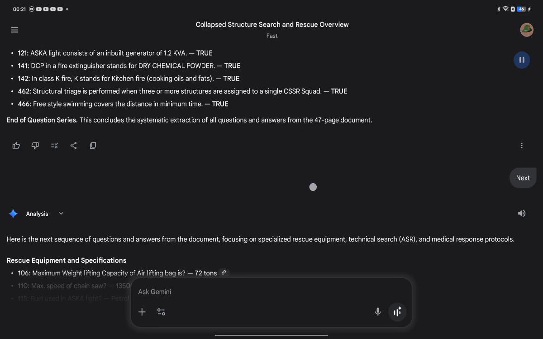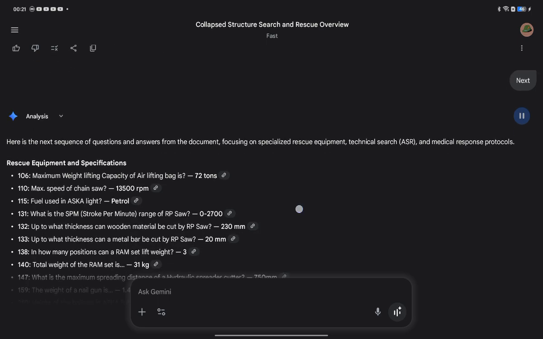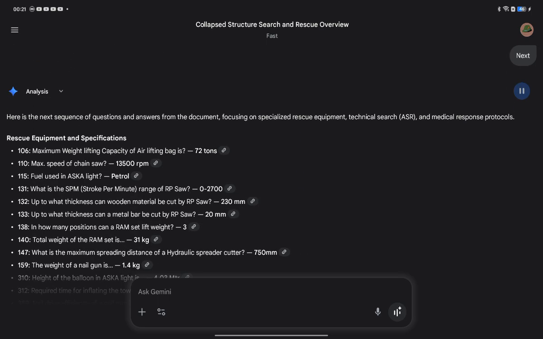This concludes the systematic extraction of all questions and answers from the 47-page document. Here is the next sequence of questions and answers from the document, focusing on specialized rescue equipment, technical search, ASR, and medical response protocols. Rescue equipment and specifications.